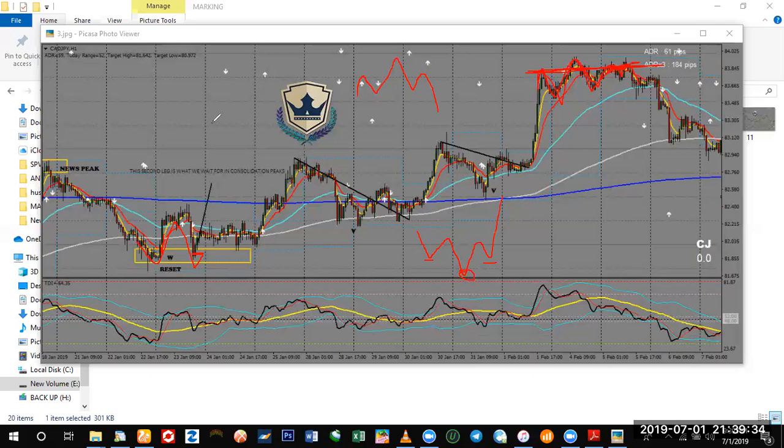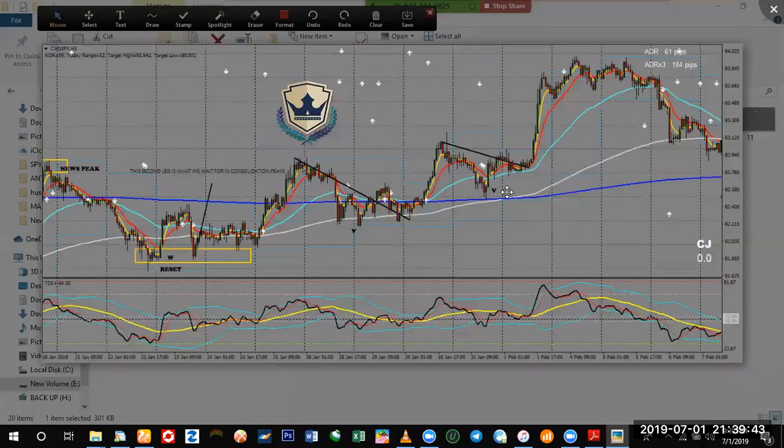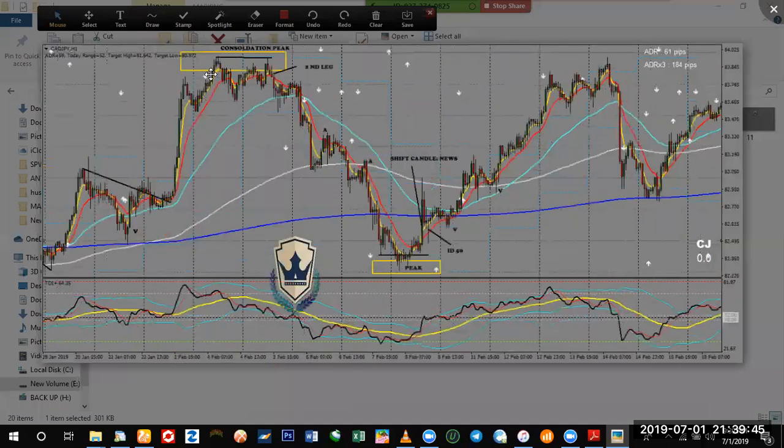This is the consolidation peak on the hour 1 time frame. So you wait for the second leg. You see this consolidation peak, a very good one. This one is also a consolidation peak. No, this one is the news peak. Second leg news peak.